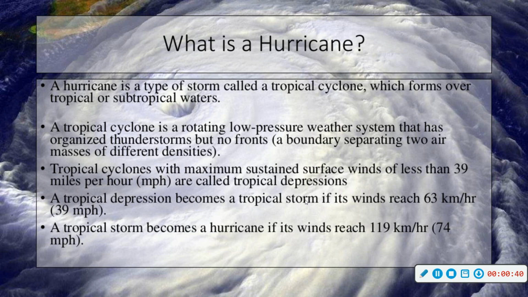What is a hurricane? Can't read it. Hurricane. So, a hurricane is a type of storm called a tropical cyclone, which forms over tropical or subtropical waters.